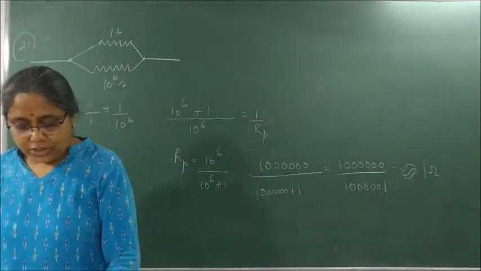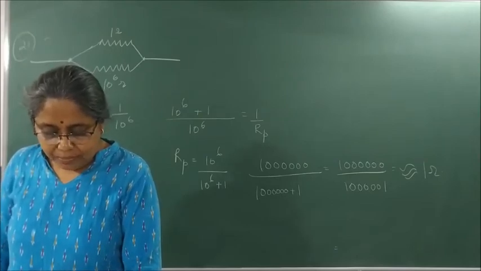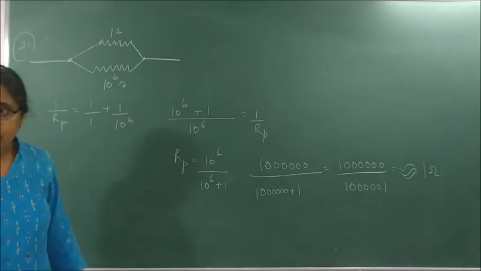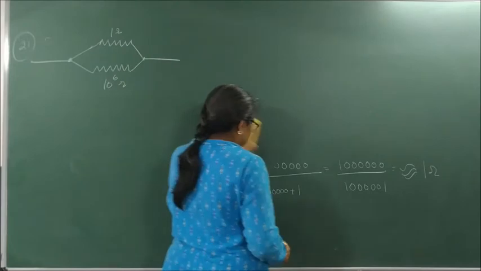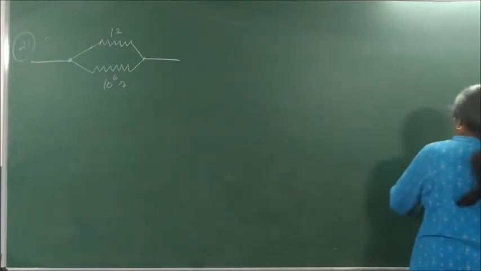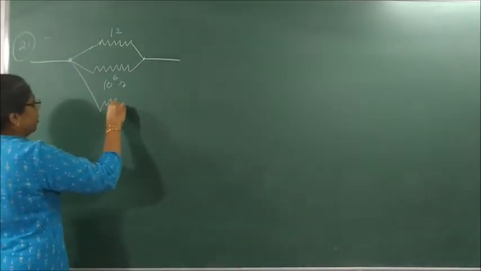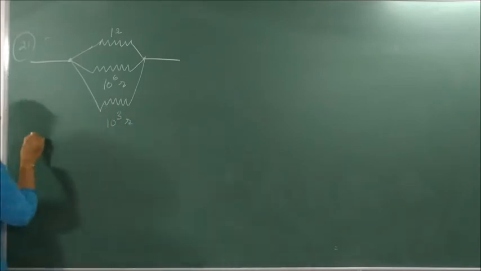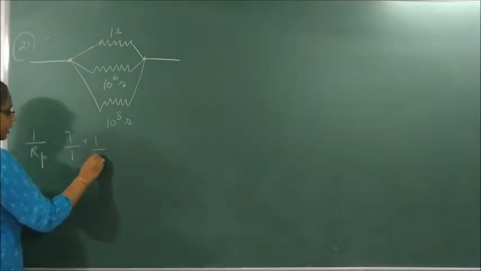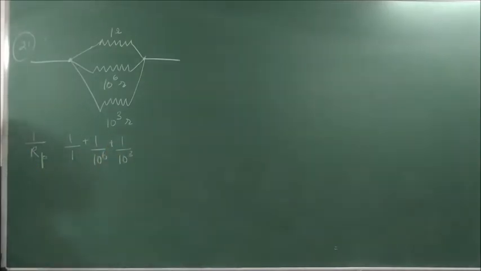Now the B part of the question. The B part says we have 1 ohm, 10 to the power of 3 ohms and 10 to the power of 6 ohms connected in parallel. So now my diagram will change and it will have one more resistor of 10 to the power of 3 ohms. So now 1 by Rp is equal to 1 by 1 plus 1 by 10 to the power 6 plus 1 by 10 to the power 3.